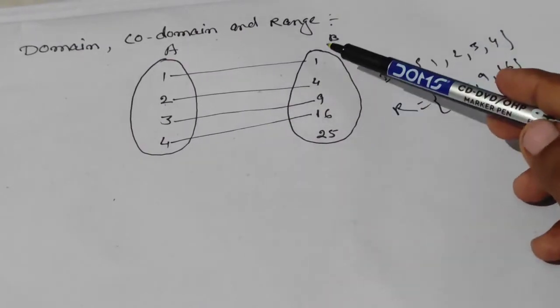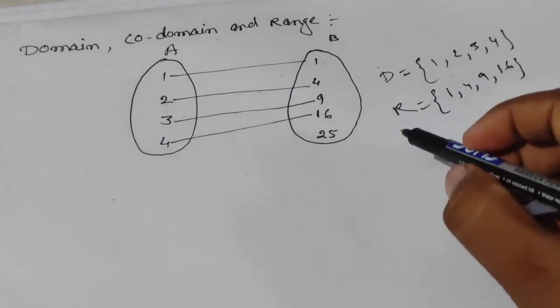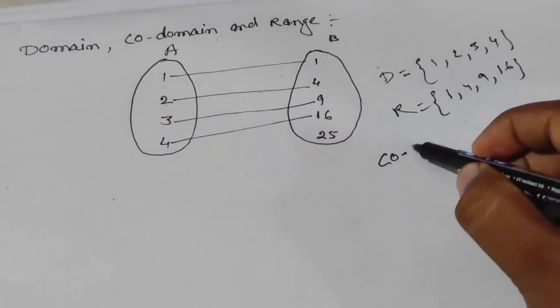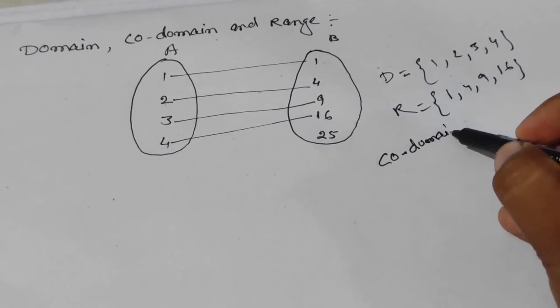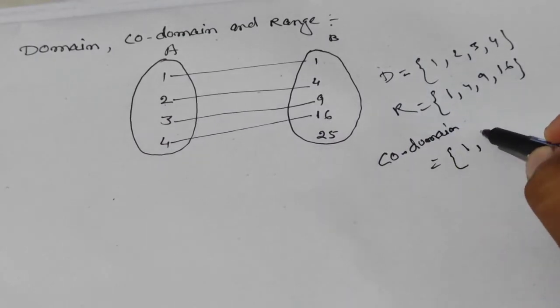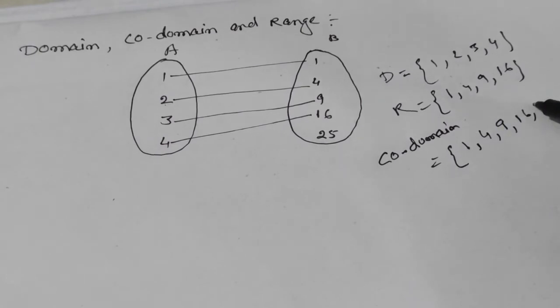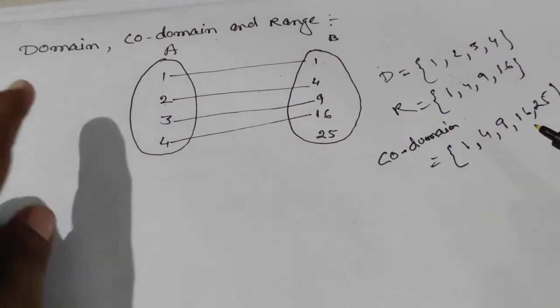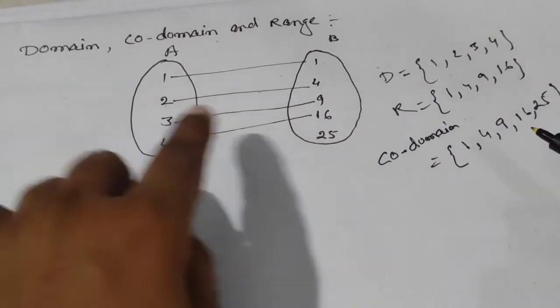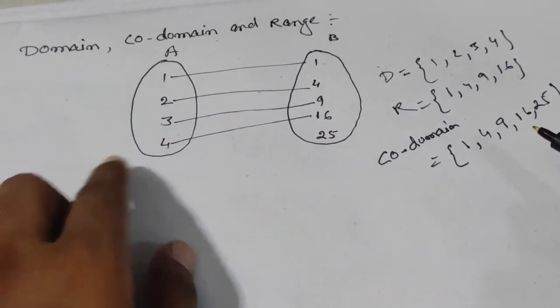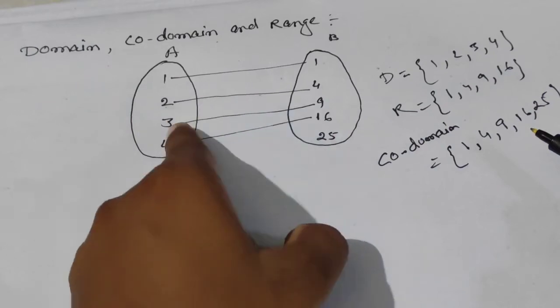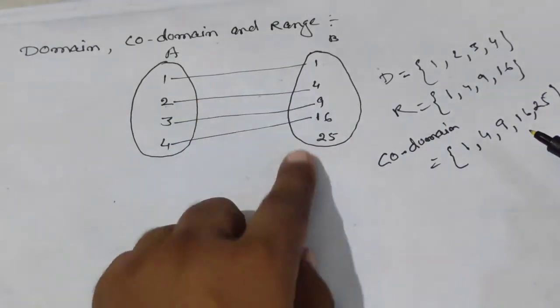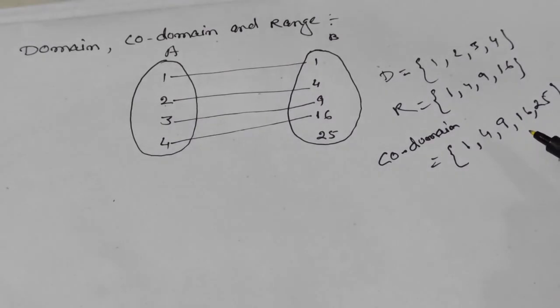And every element of set B is called the codomain. This is the difference: every element of set B is the codomain. So the codomain will be 1, 4, 9, 16 and 25. I hope this is okay. How can we find domain, range and codomain? The elements from set A which are related to set B are called the domain. The elements of B which are related with them are called the range, and every element present in set B is called the codomain.